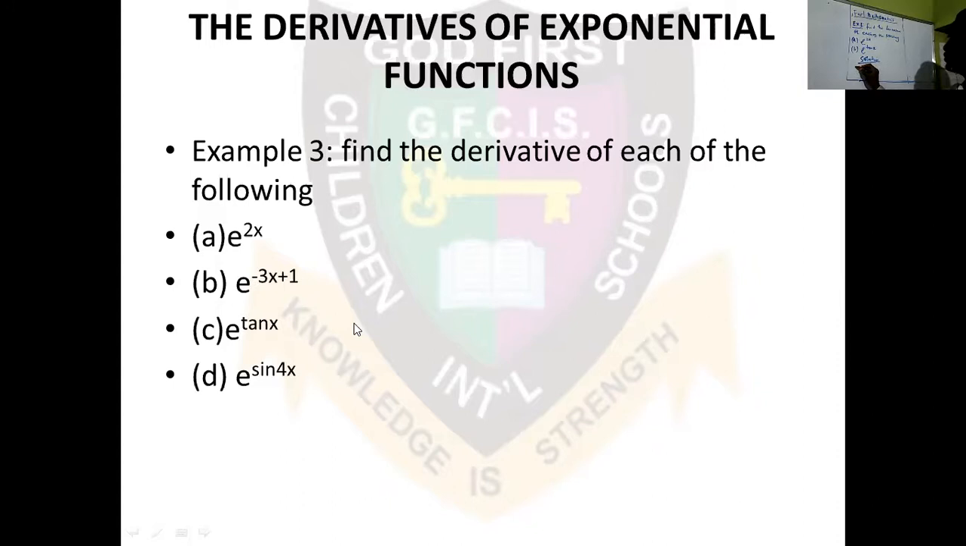So the next one, y is equal to e^(tan x). So your u is equal to tan x. This is your u. Then du over dx is equal to what? Sec squared x. If you differentiate tan x, you get sec squared x. So our y is equal to e^u. dy over du will give us e^u back. So dy over dx is equal to dy over du times du over dx. So what's my dy over du? e^u times du over dx is sec squared x.